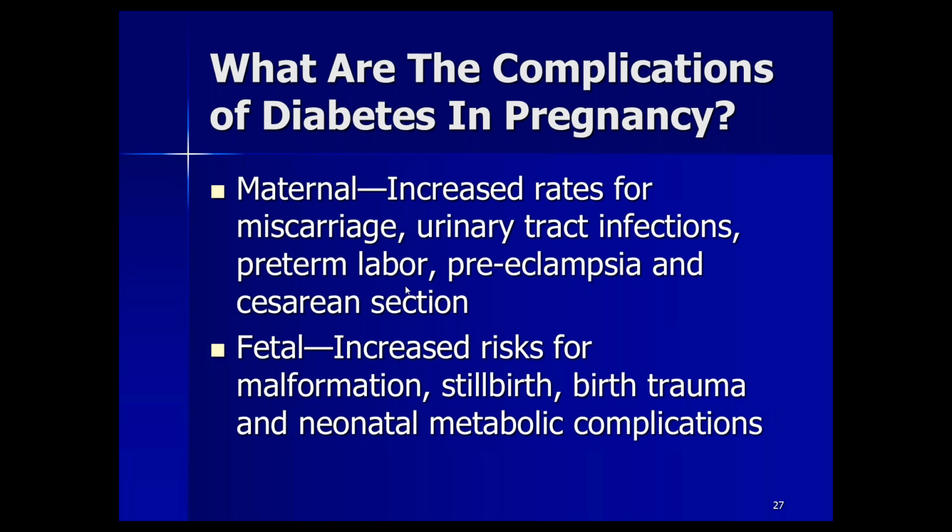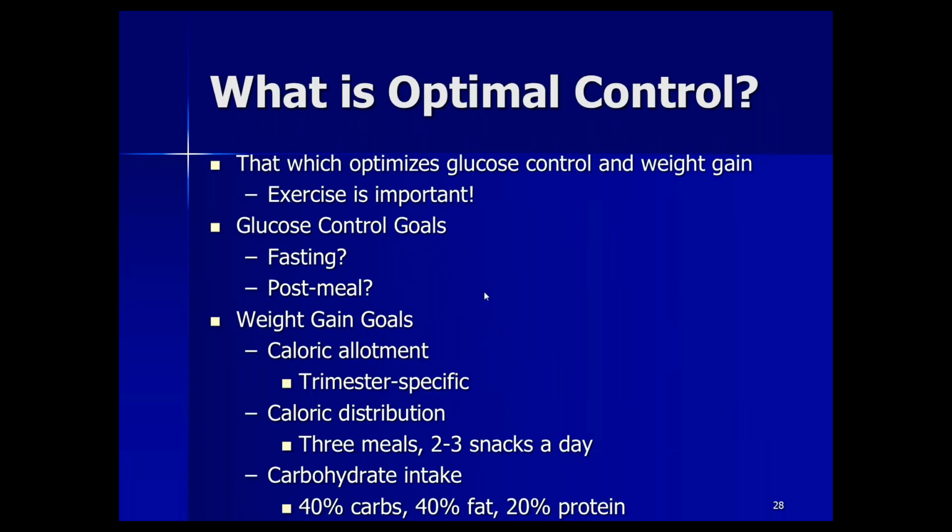Complications including adult respiratory distress syndrome, development of preeclampsia, which may require induction of labor. Inductions of labor fail and can lead to cesarean sections. And then again, the fetal things, the increased risks for malformations and stillbirth. So moving on to that, I want to talk about what is optimal control. Optimal control is that which, and this sounds simple, optimizes glucose control and weight gain.